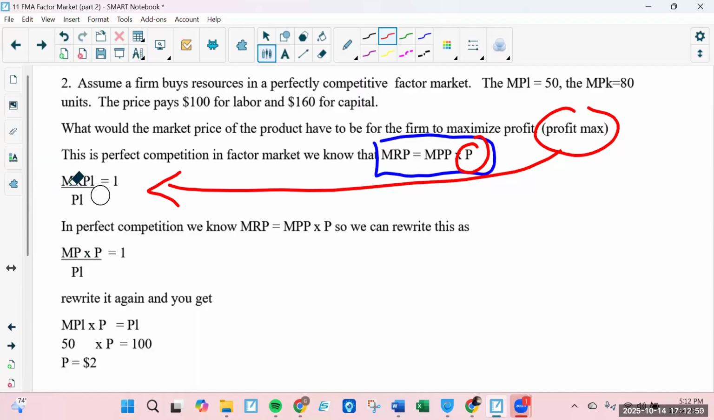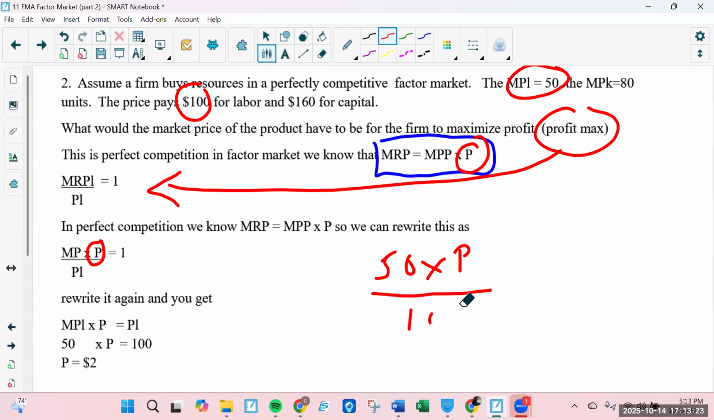So we can rewrite this formula right here, which is the profit maximizing formula, as marginal product times price over the price of labor should equal 1. And again, this is what we're trying to figure out right here. Well, we know the price of labor. The price of labor is 100, right? We know the marginal product is 50. So what we've got is 50 times P, which is what we're trying to solve, over 100 should equal 1. When we do our math voodoo, which is algebra, and solve for P, we find out that P is equal to 2.